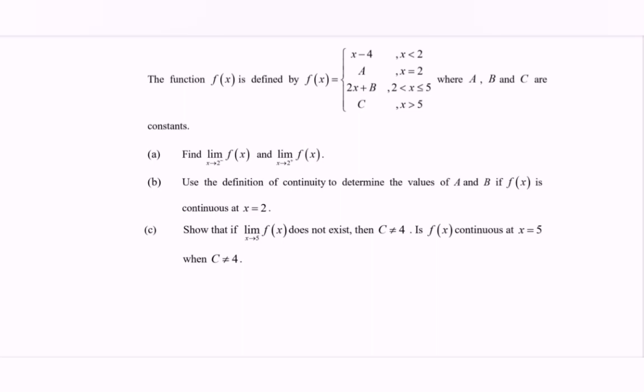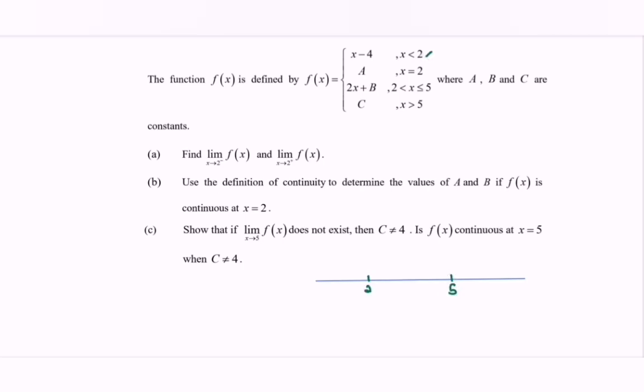Hello everyone, in this video I'm going to discuss the example for limits and continuity. The function f(x) is defined by the situation given, where a, b and c are constants. Kindly illustrate the situation in a real number line. So where we have the situation, we have the 2 and the 5.